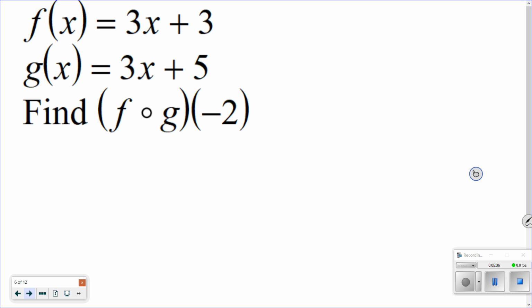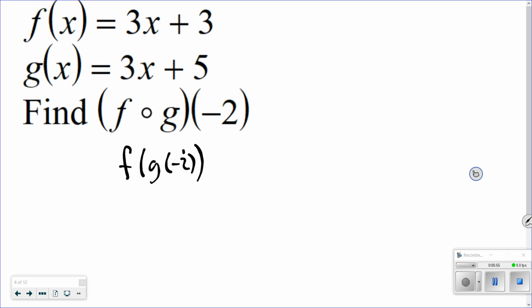I want you to try this one. So pause the video, try this one on your own, and then I'll work through it, and you can compare your answer to mine, and we'll see if it matches up there. All right, so I'm first going to write it this way, f of g of negative 2.